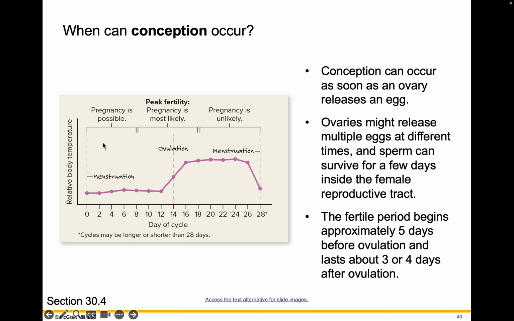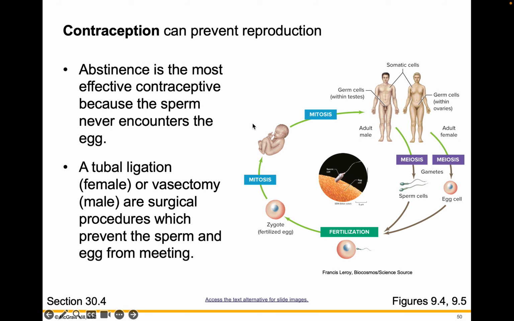Now, pregnancy is possible at any time throughout the cycles here. It's less likely just before menstruation, but it's not impossible. Contraception can prevent reproduction. So abstinence is the most effective contraceptive because sperm and eggs never encounter each other. A tubal ligation in a female or a vasectomy in a male are surgical procedures which prevent the sperm and egg from meeting.